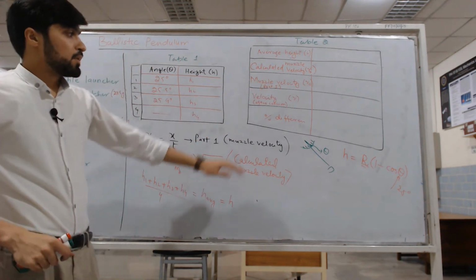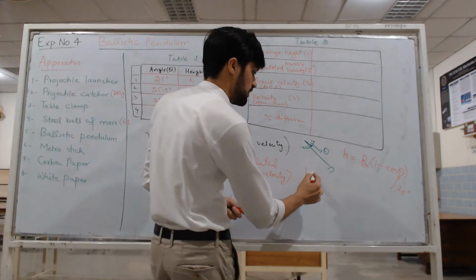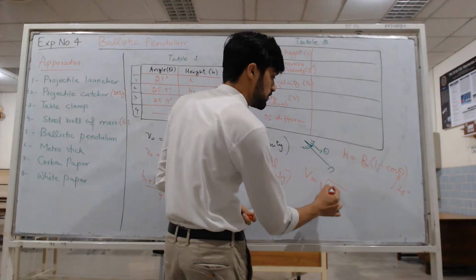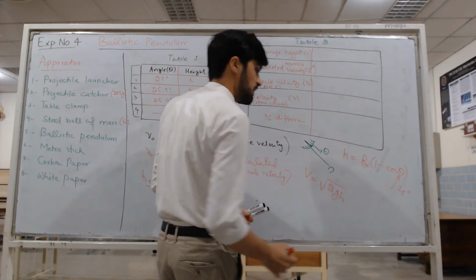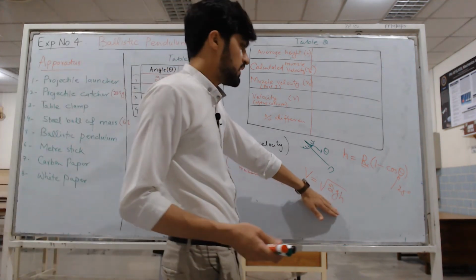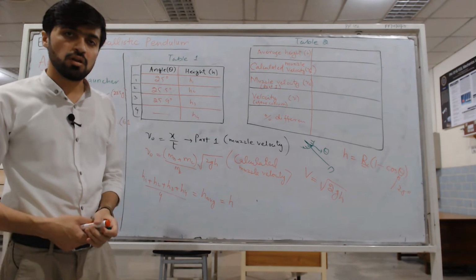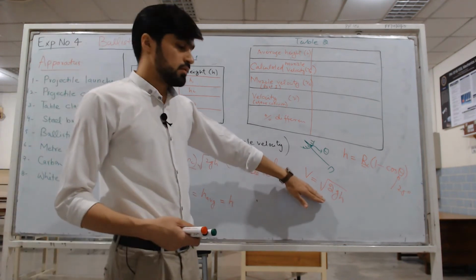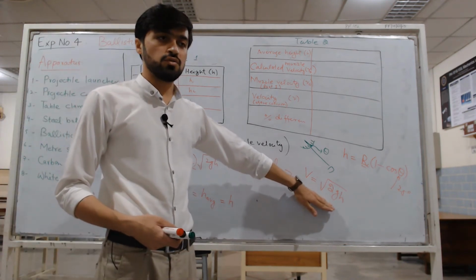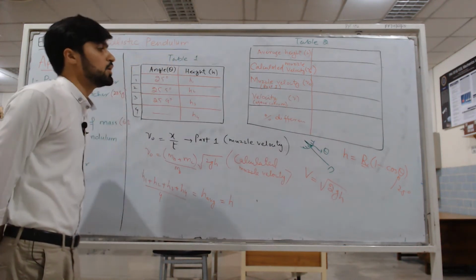And now you have to write the velocity after the collision. So the velocity after the collision was simply the square root of 2gh. We have also derived it: V is equal to the square root of 2gh. So you can also calculate this value. If someone asks you what is the velocity of the ball after the collision, you should know the value. Using this equation, you will calculate the velocity after the collision.